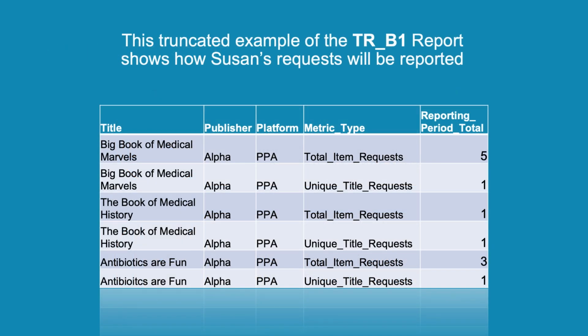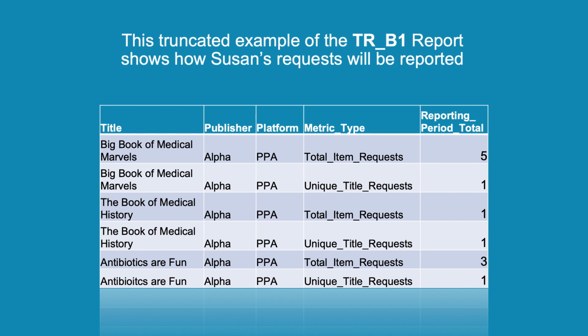This is a truncated example of the TR B1 report that Susan's librarian will receive. The full report will contain more columns with information such as the ISBN and DOI, but we don't have space to show that here. For the Big Book of Medical Marvels, the total item requests will count as 5, one for each chapter PDF that Susan downloaded, while the unique title requests has a count of 1. Again, all 5 chapters have come from the same title.